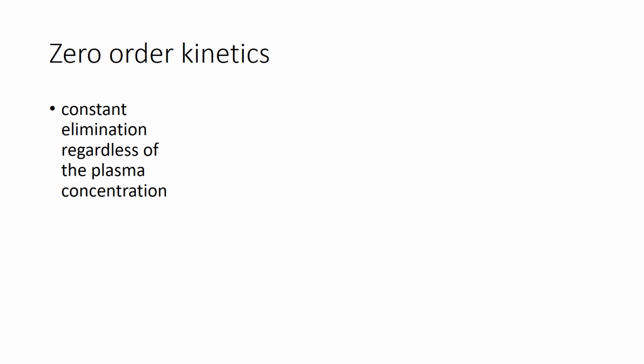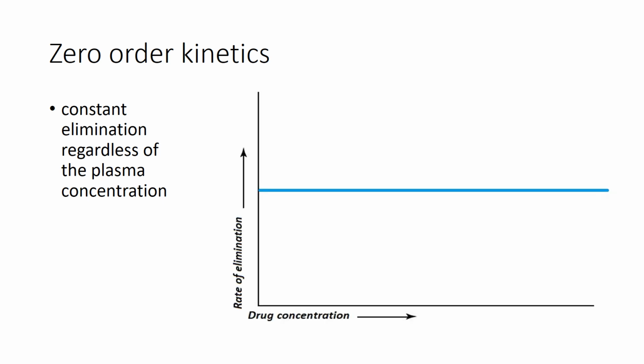Zero-order kinetics undergo constant elimination regardless of the plasma concentration. The relationship of concentration to reaction rate can be plotted as a straight line. The difference between zero and first order kinetics is their elimination rate compared to total plasma concentration.